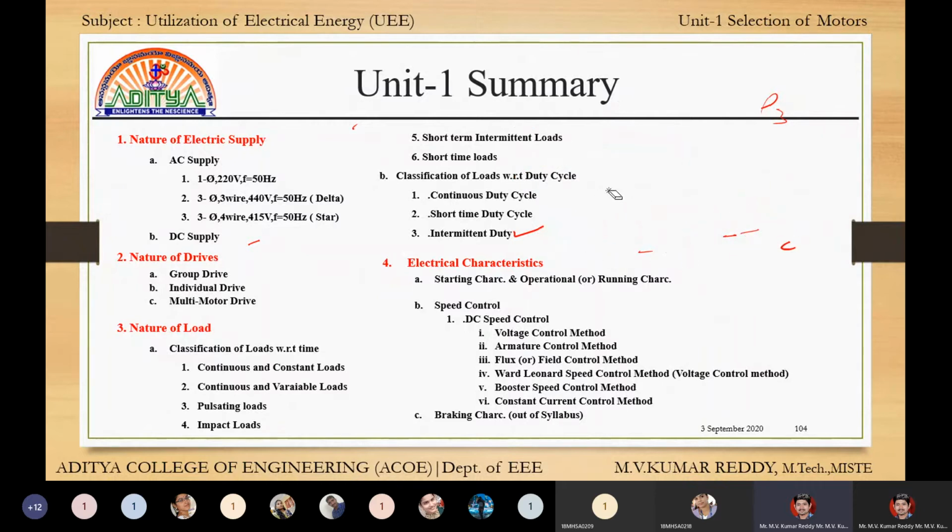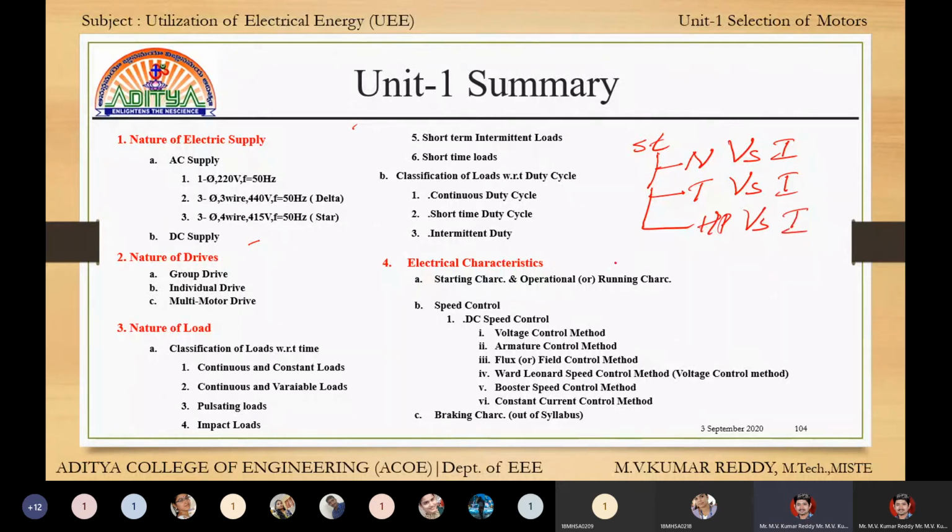What are the starting characteristics? They are speed versus current, torque versus current, and power versus current. These three are the starting characteristics. Next, the running characteristics are the speed-torque characteristics.